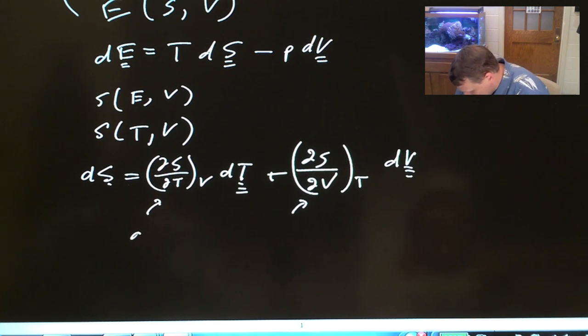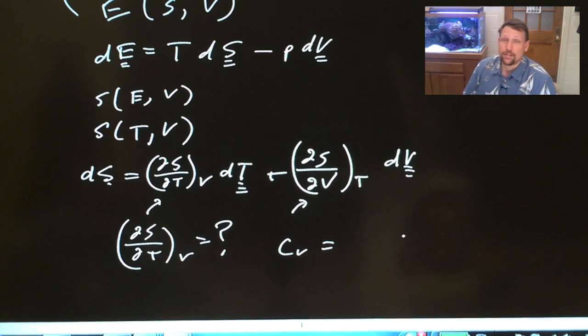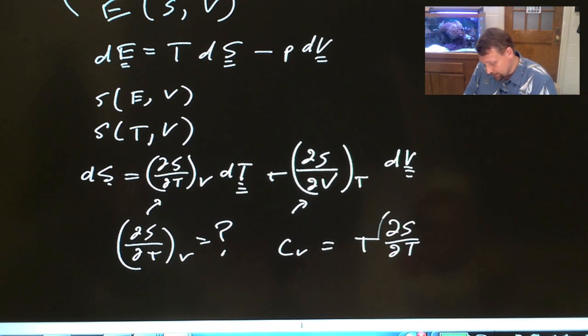So what is partial S, partial T at constant V? We've seen this before, where it should be noted that CV, the constant volume specific heat capacity, is defined in terms of entropy and temperature at constant volume. CV equals T partial S, partial T at constant V. So we can rearrange this to get dS/dT in terms of CV and T. We can substitute that in. That's good. What about the next part?